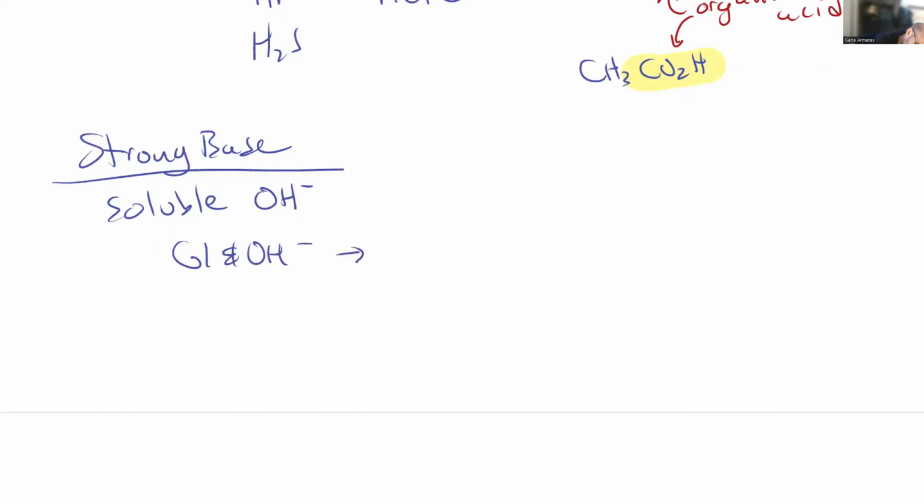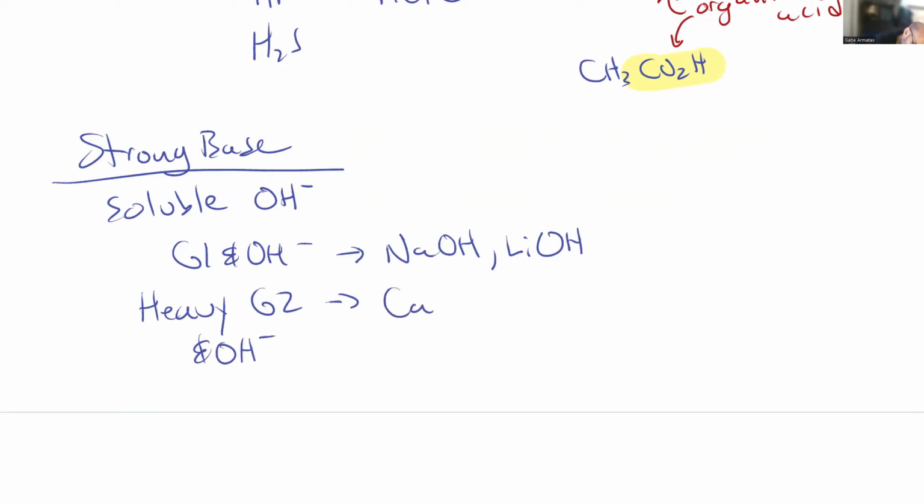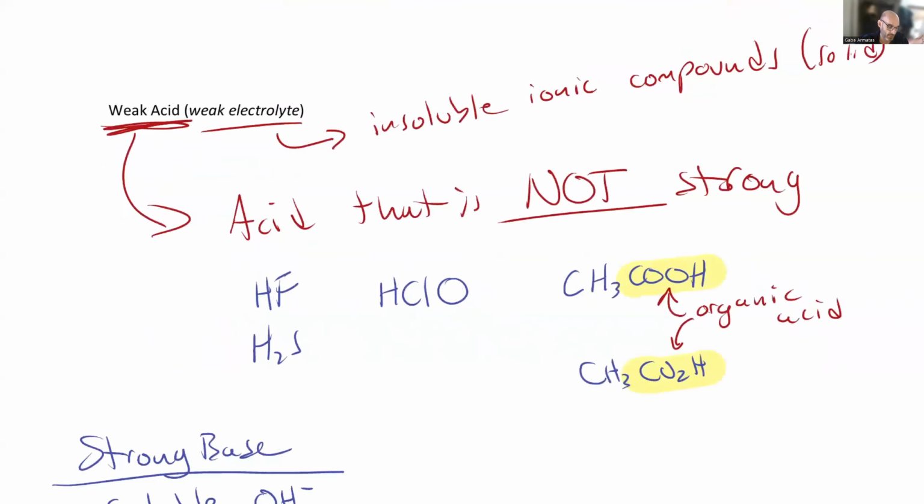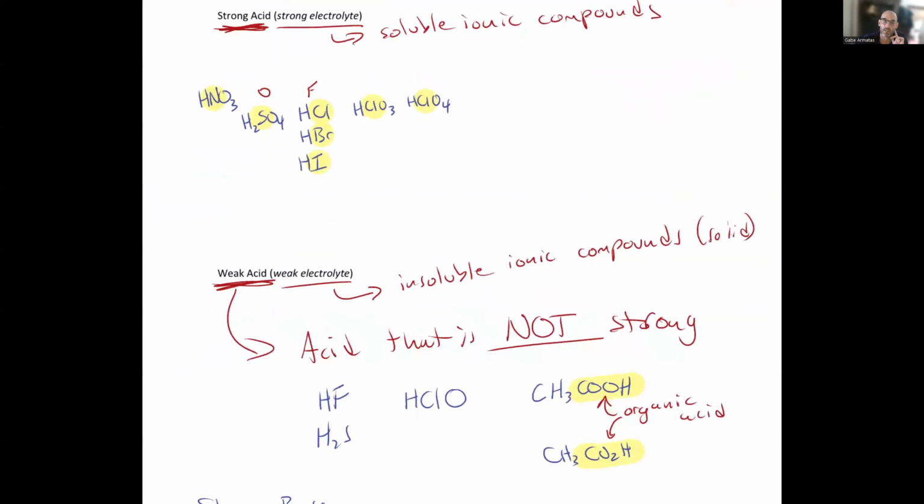So something like NaOH, lithium hydroxide, etc., and the heavy group 2s, OH, so calcium, strontium, and barium. That's the list of strong bases. But again, it's the soluble hydroxides. You don't have to look. Any hydroxide that is a solid is going to be considered weak. All of those are included in the solubility table. Acids are the only weird ones where we have to look out for them.